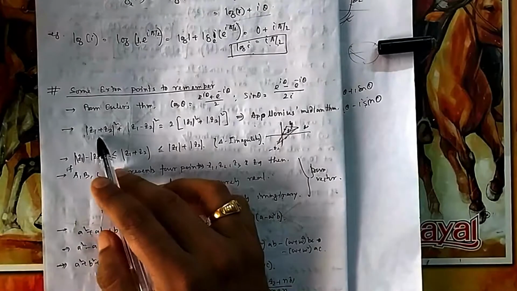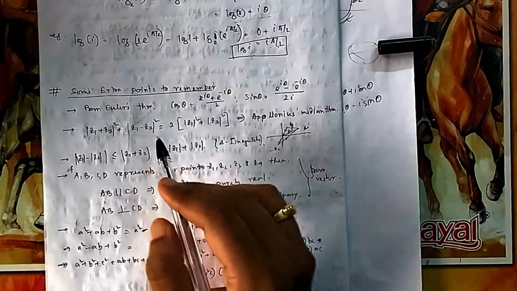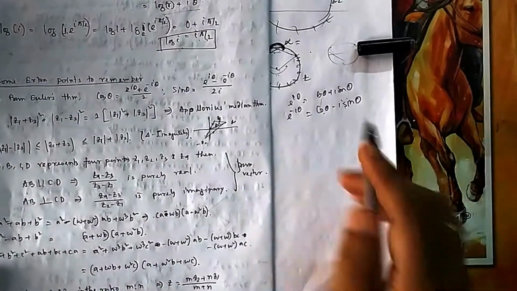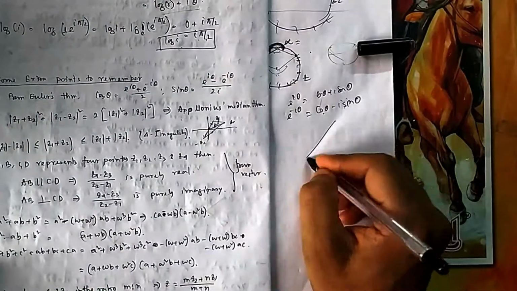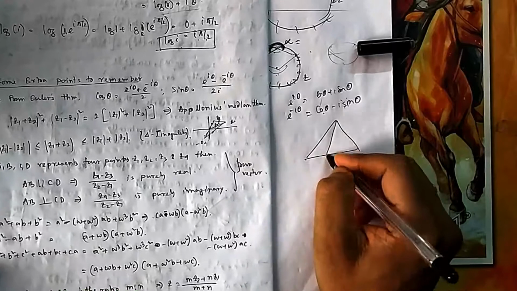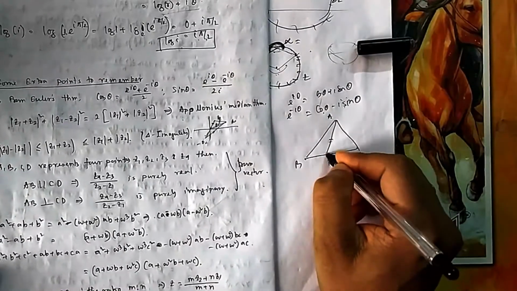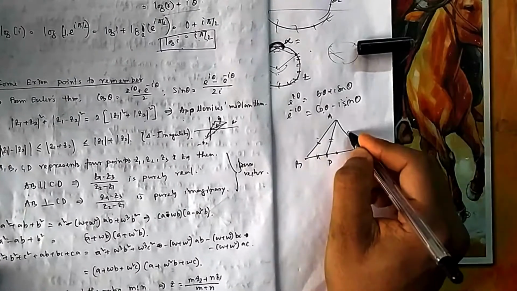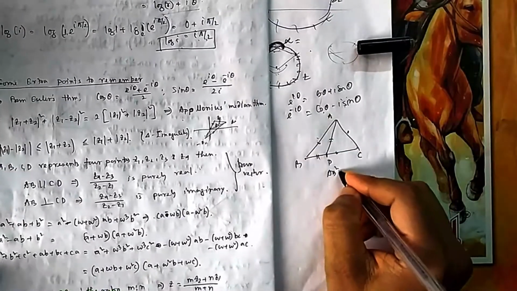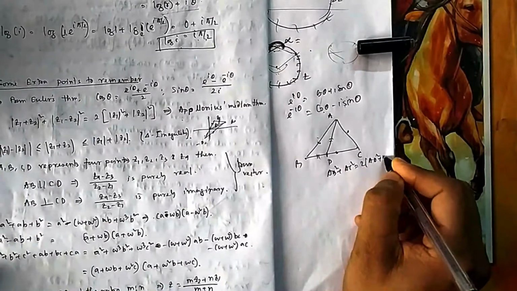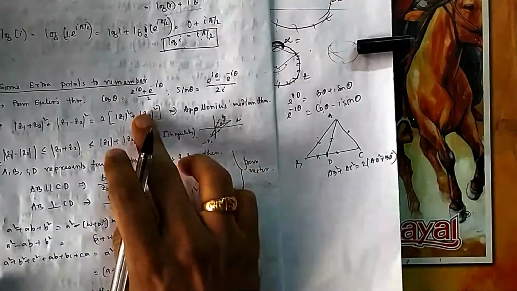Now this one: mod z1 plus z2 whole square plus mod z1 minus z2 whole square is equal to 2 into mod z1 square plus mod z2 square. This is the median theorem, Apollonius median theorem. If suppose this is a triangle ABC with median AD, and these and these lengths are equal, what was the formula? AB square plus AC square was 2 into AD square plus BD square. A similar format is used here.